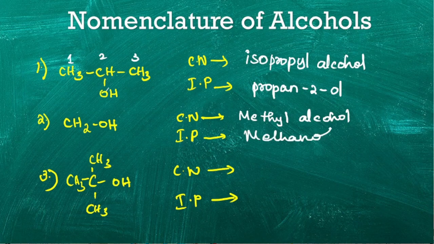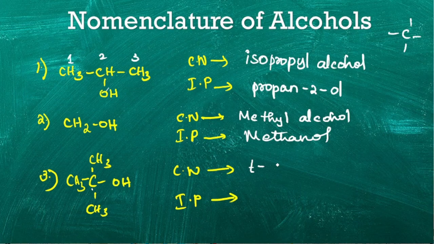Methanol. Methanol is the IUPAC name. Now, if you just see, the carbon is a tertiary carbon. As I said earlier, if the carbon is something like this, then it is a tertiary carbon attached with OH. So you can call it tertiary. Tertiary butyl alcohol.